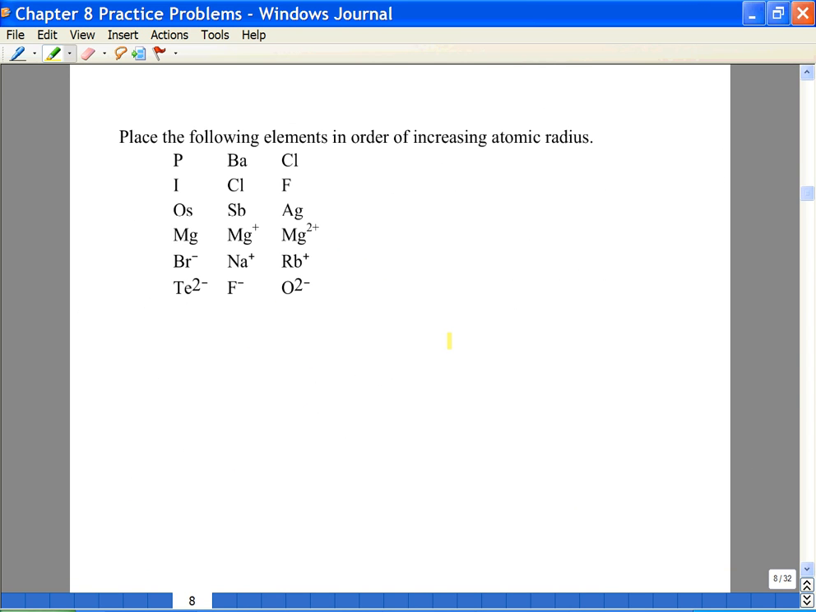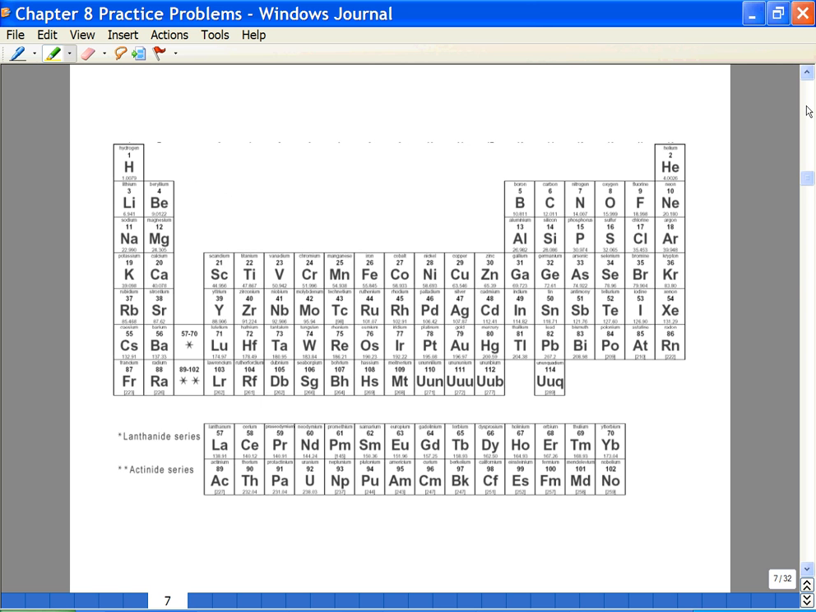Okay, the next question asks us to place the following elements in order of increasing atomic radius. So let's go look at the periodic table. We know that atomic radius increases in this direction and in this direction. So let us look at the periodic table and find out where these elements are. Phosphorus is here, barium is down here, chlorine is right here.